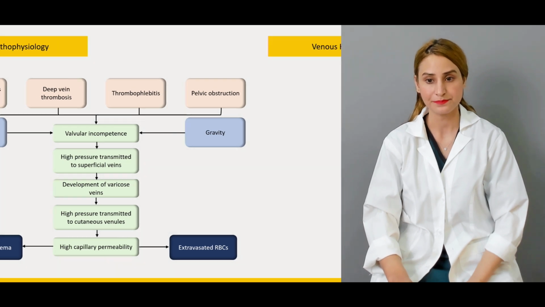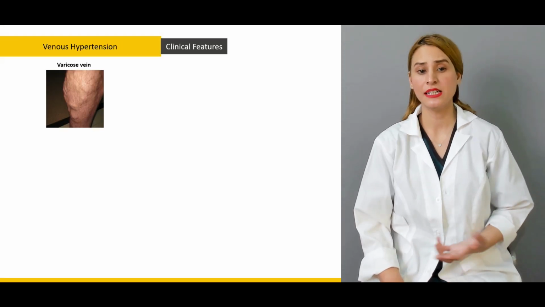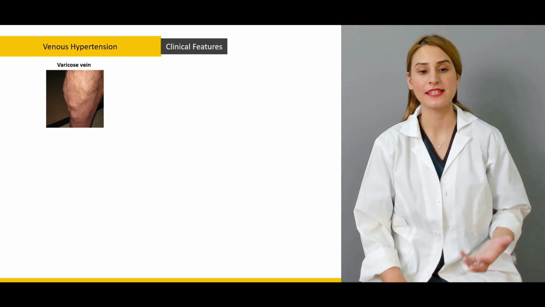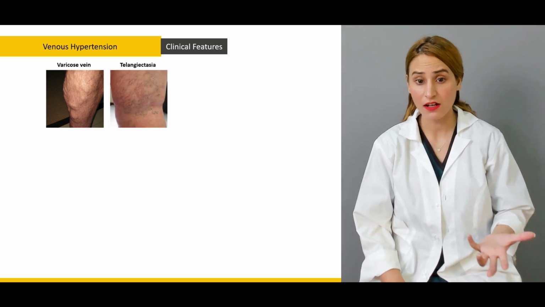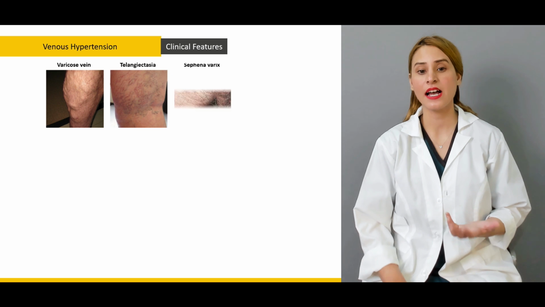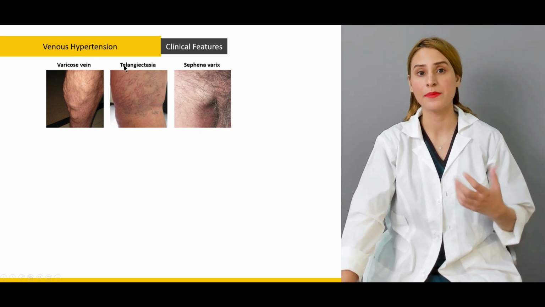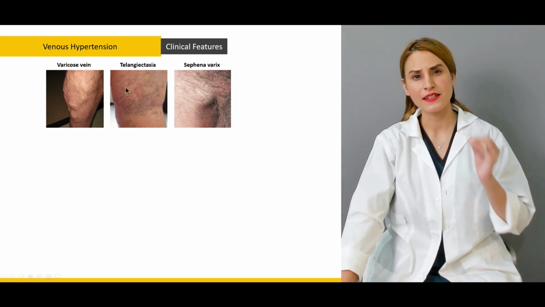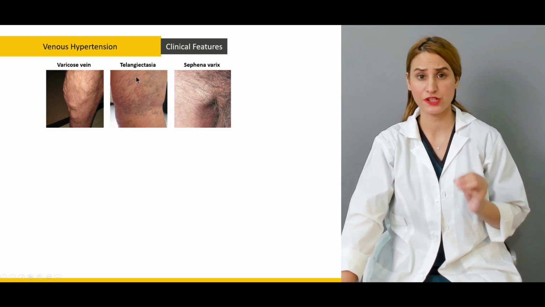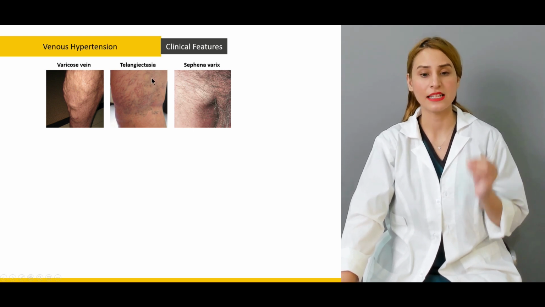There would be extravasation of the RBCs as well. So the clinical features of venous hypertension include varicose veins and telangiectasia. As you can see in this diagram, there are multiple dilated, small, superficial skin veins. These are called telangiectasia.